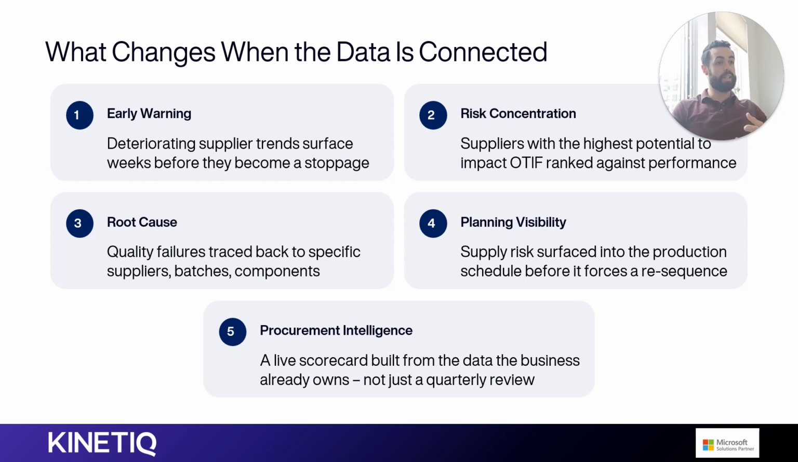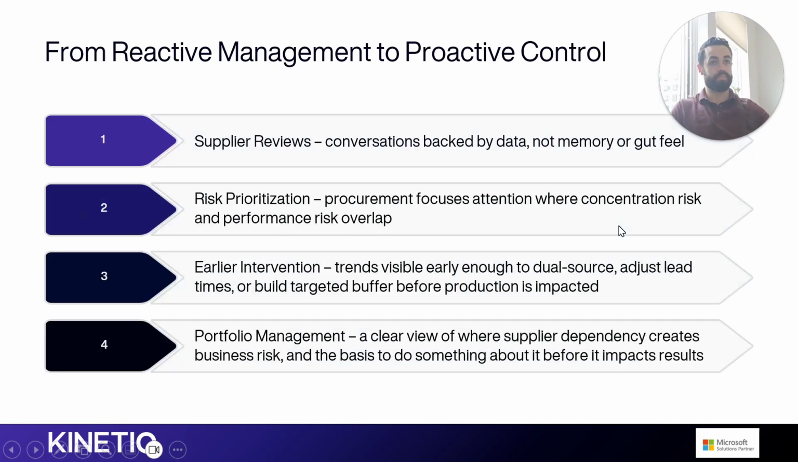You can also identify in your planning cycle what supply risk might be impacting your production schedule before you have to resequence. So having that data at your fingertips and having it early is better than being forced to resequence mid-shift or mid-week. And finally, the procurement intelligence can be provided to the team on a scorecard basis so they can actually have data-informed decisions with their suppliers, as opposed to just a quarterly review without information at their fingertips.